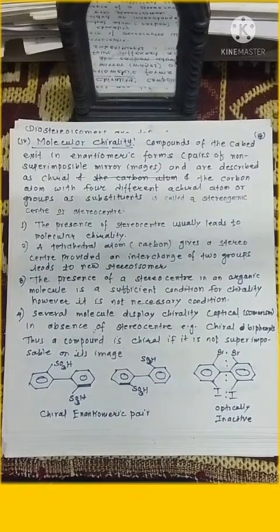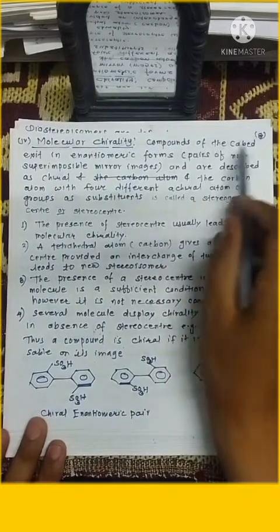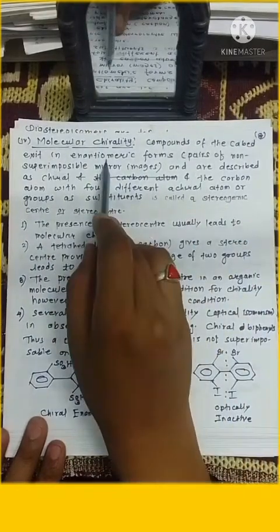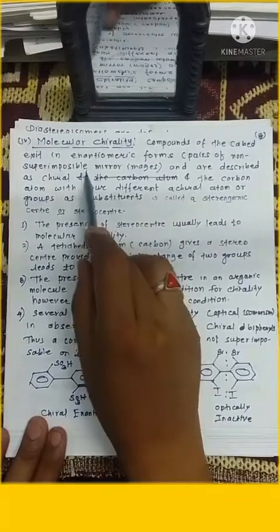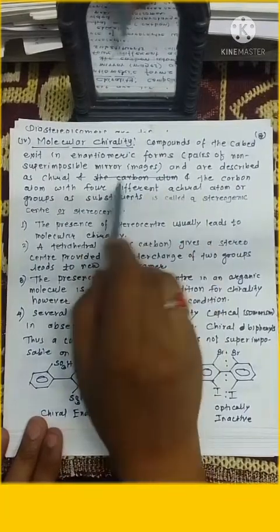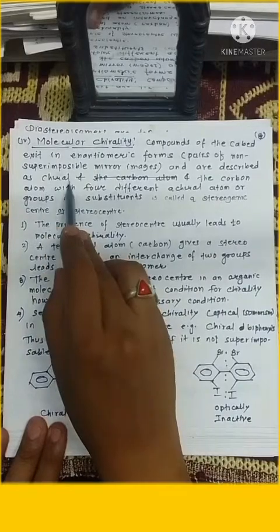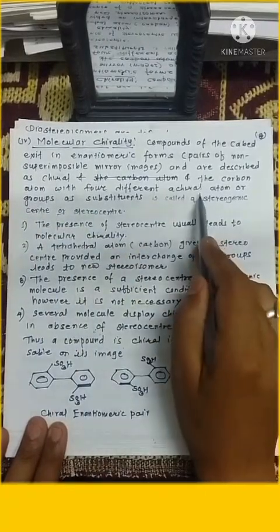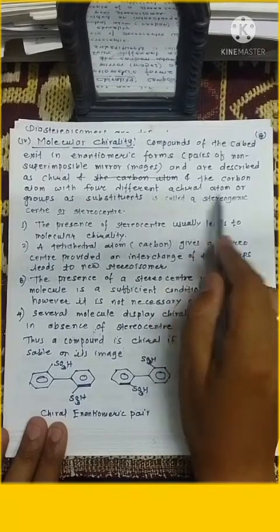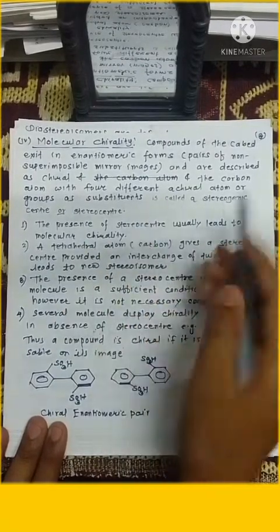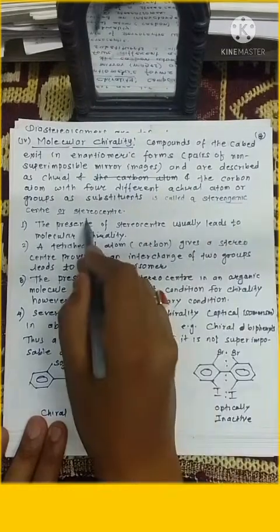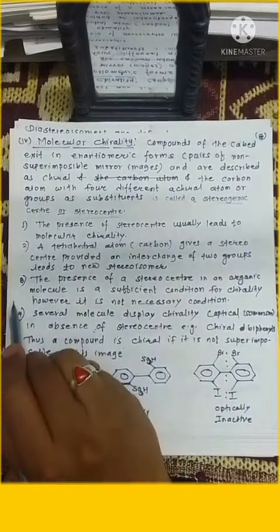Now we are going to see molecular chirality. Molecules of this kind exist in an enantiomeric form, that is a pair of non-superimposable mirror images, and are described as chiral. And the carbon atom with four different achiral atoms or groups as substituents is called a stereogenic center or stereocenter.